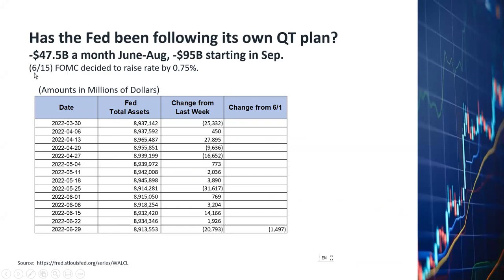And also, as of June 15th, the FOMC increased the Fed funds rate by 0.75%. That's all part of the quantitative tightening process.